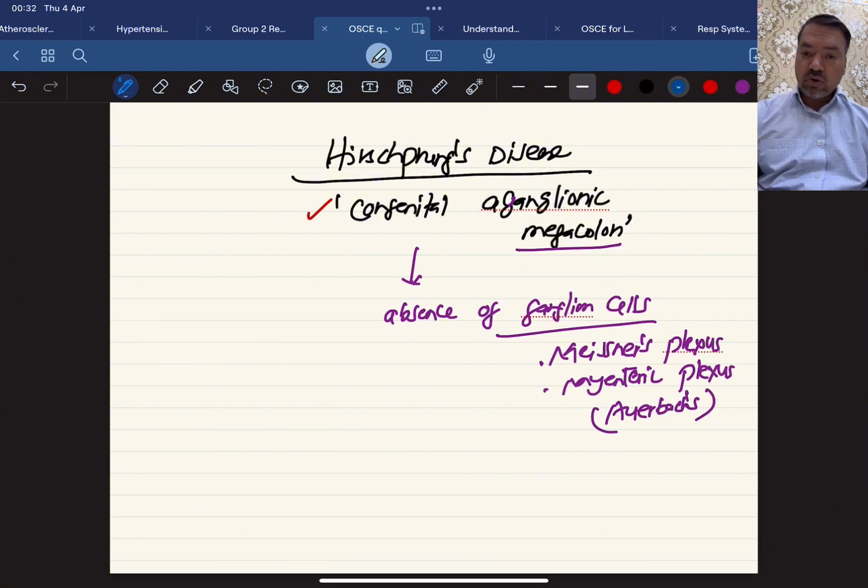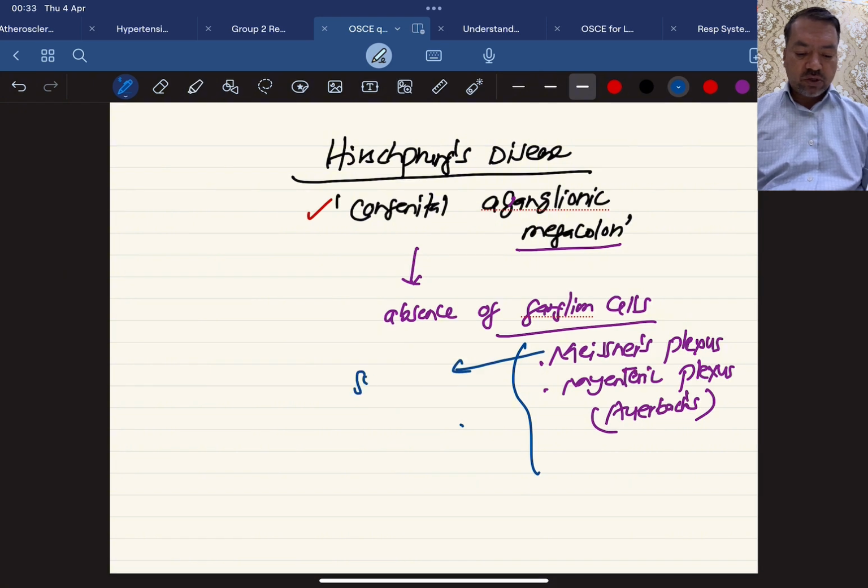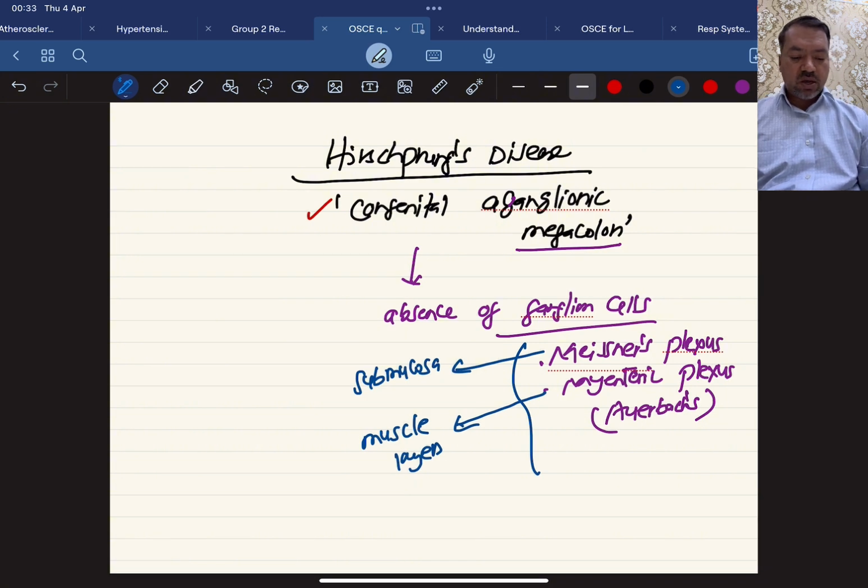Now, dear students, you all know what I'm talking about here. Where are these plexus present? The Meissner's plexus is present in the submucosa, and the myenteric plexus is present between the muscle layers, between the circular and longitudinal muscles. Mainly it is absent in the rectum, a small segment in the rectum.